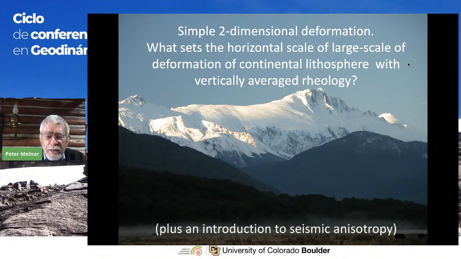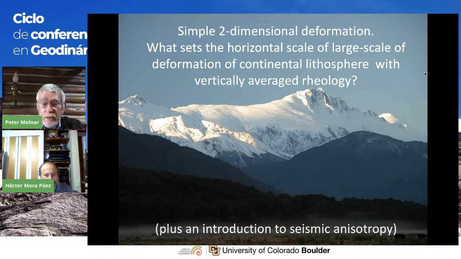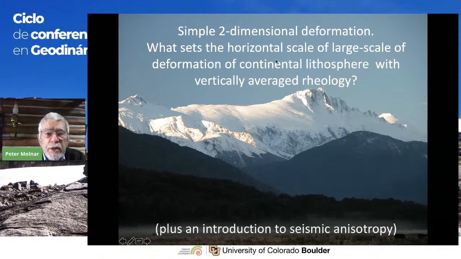And I understood that Hector told you that because I didn't finish last week, I wanted to add some material, I will not talk about New Zealand. And so today, what I want to do is, again, consider the vertically averaged rheology of the lithosphere. So I'm not worrying about differences in the vertical structure, and ask the question, what sets the horizontal scale of large-scale deformation of continental lithosphere?